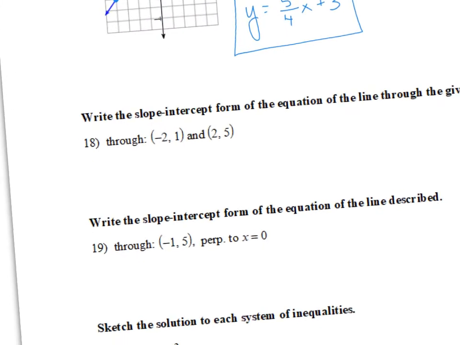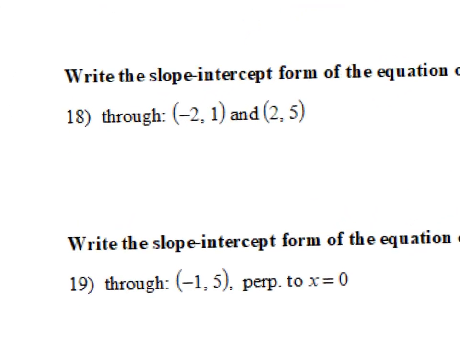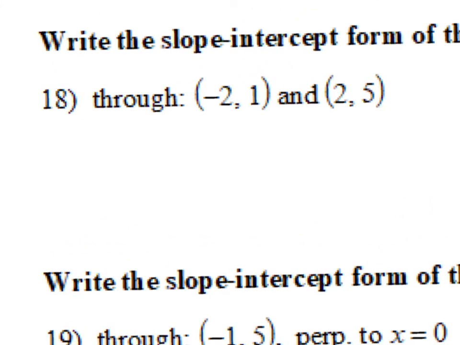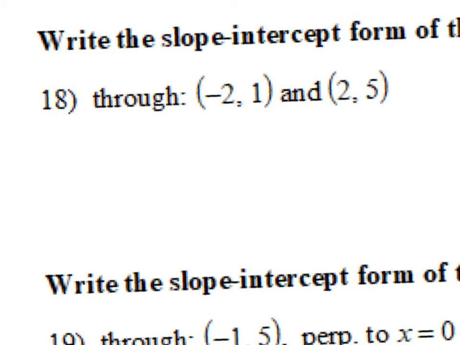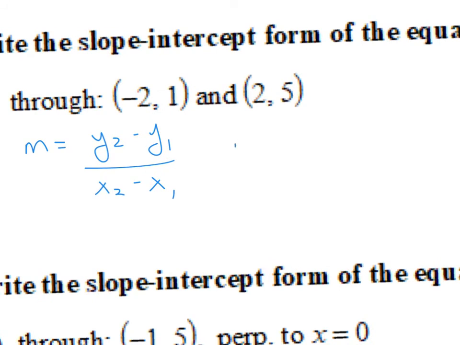Okay, number 18. Again, we're doing slope-intercept form, but we have 2 coordinate points. So the first thing we've got to do is find our slope. Keep in mind that it's y2 minus y1 over x2 minus x1. So I'm going to have m equals 5 minus 1 over 2 minus negative 2. So I end up with 4 over 4, or just a 1.